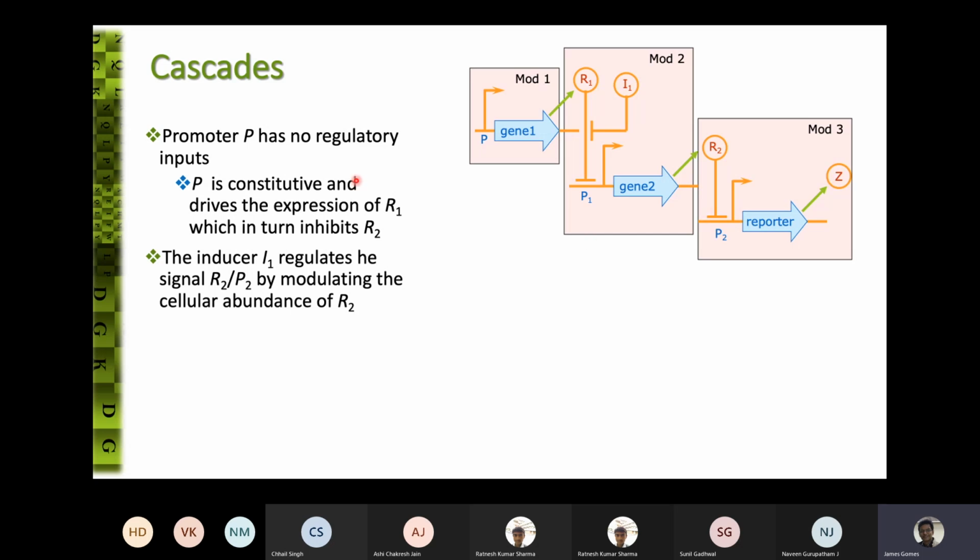Okay. So can you tell me what would be the equation that would govern this first one? Would it be the same as the one I've shown you before?